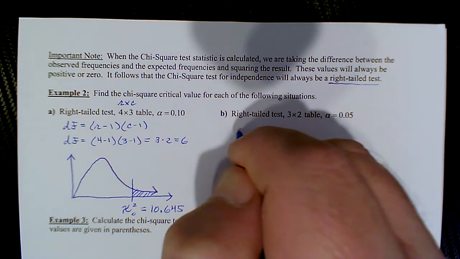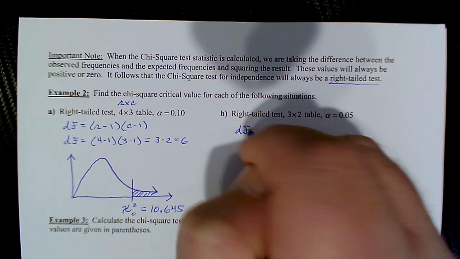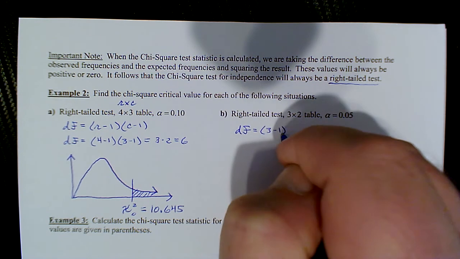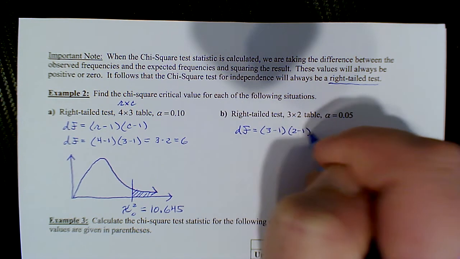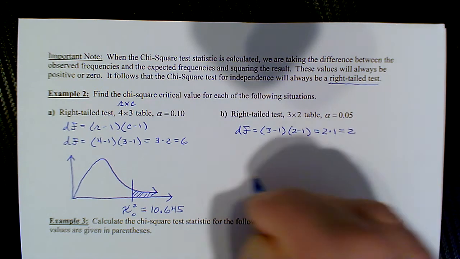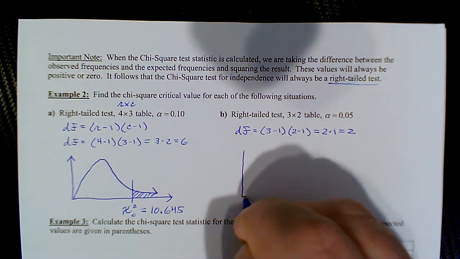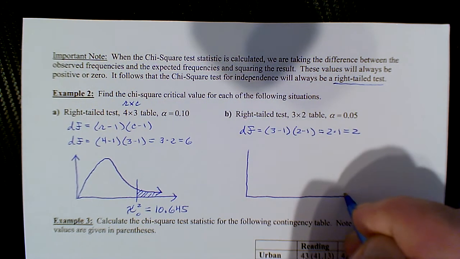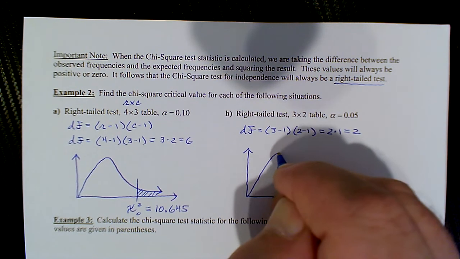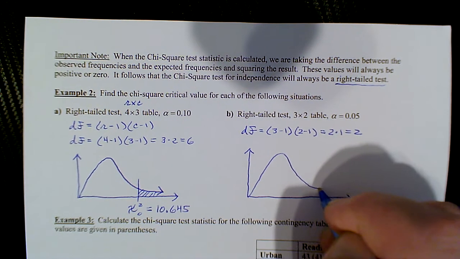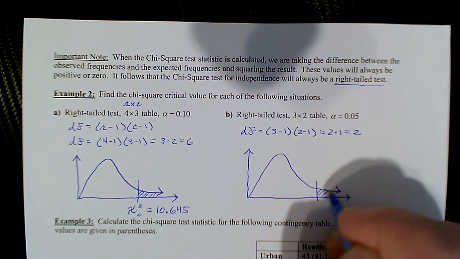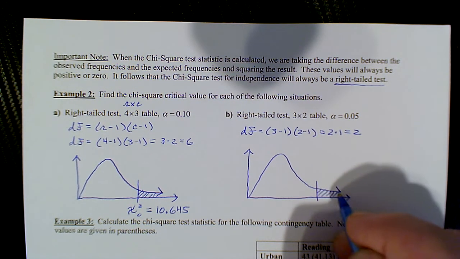Okay, so the same idea here. Degrees of freedom would now be 3 minus 1 times 2 minus 1, so that's 2 times 1, or 2. It's always a right-tailed test again. Try your little roller coaster. Identify the right tail. Shade in the rejection region.